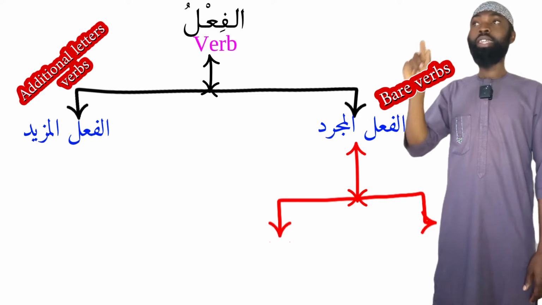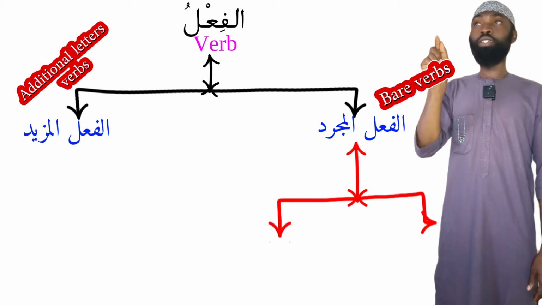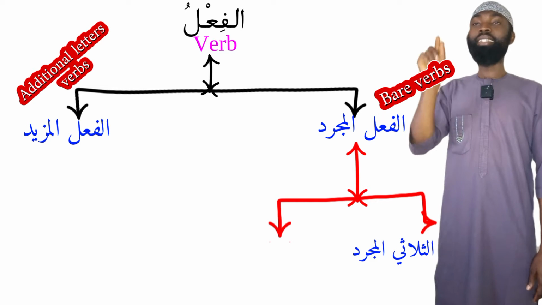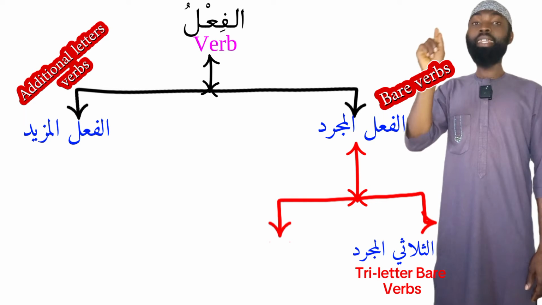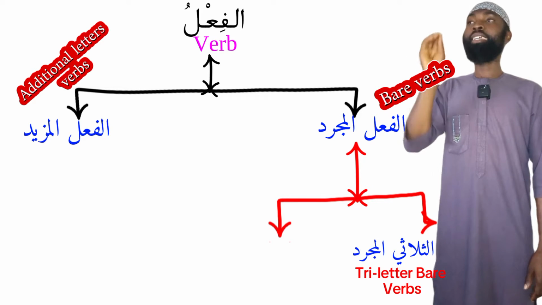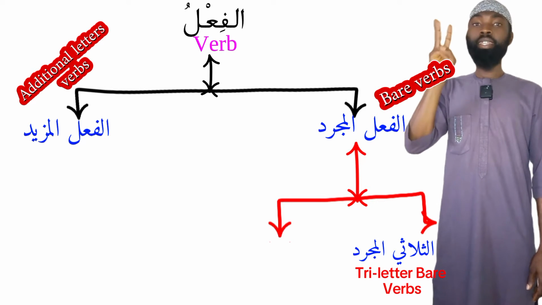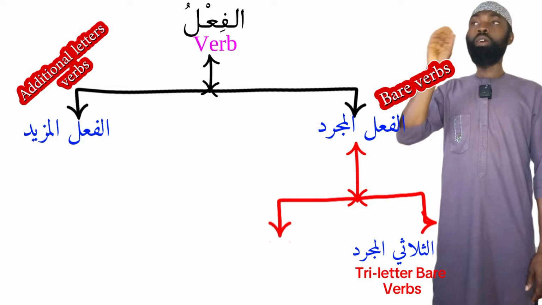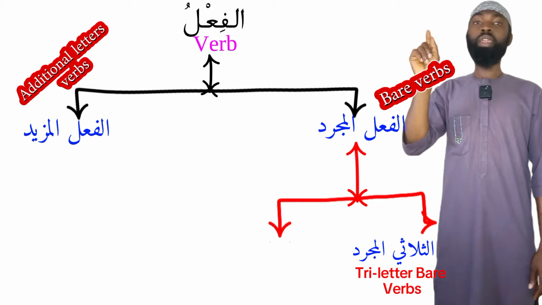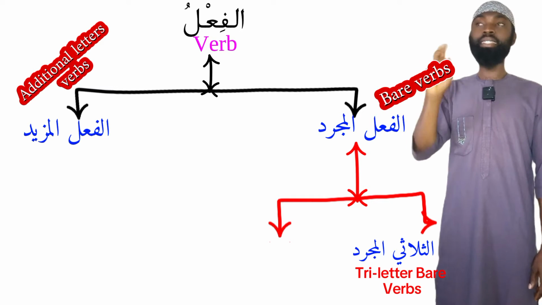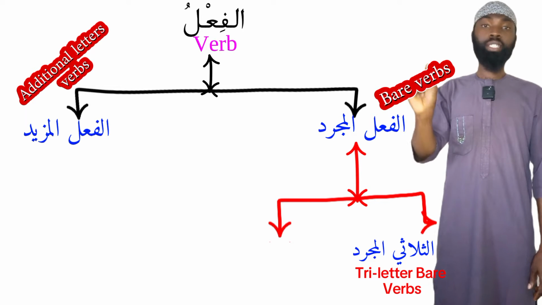This is subcategorized into two. The first subcategory is called al-thulathi al-mujarrad, which means the tri-letter bare verbs, meaning the verbs which have only three letters as their root letters. Recall that we said al-mujarrad only have the root letters, and here we have al-thulathi mujarrad, meaning the verbs which have just three letters as their root letters. That is the first category.